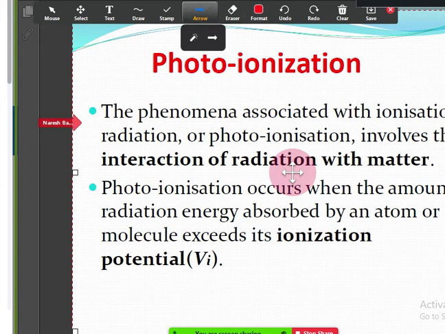Look at the point here. The phenomena associated with the ionization by radiation. Radiation means light, UV light, like X-rays. X-ray is also a radiation.